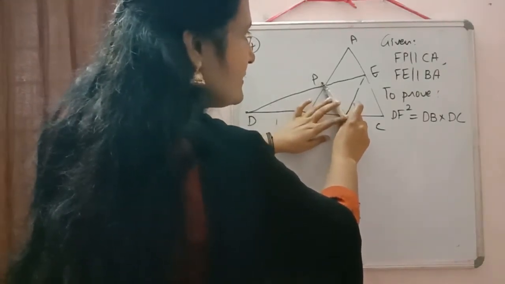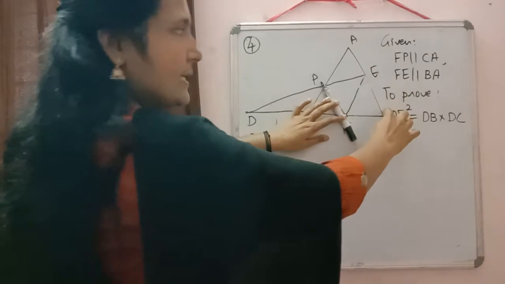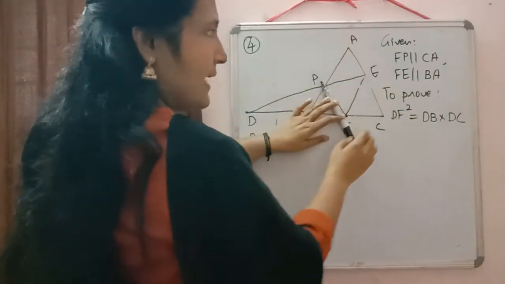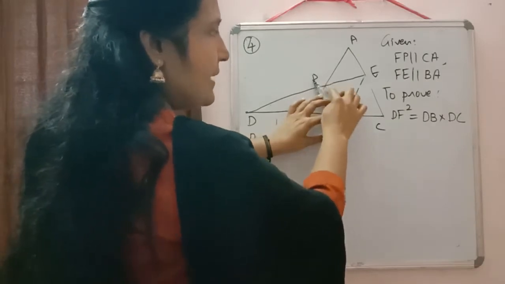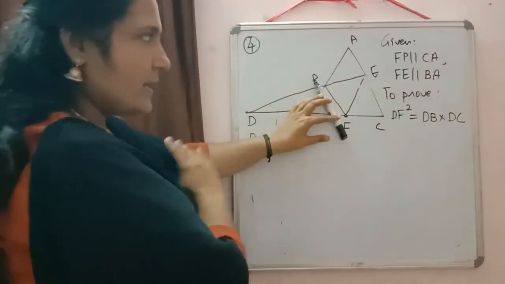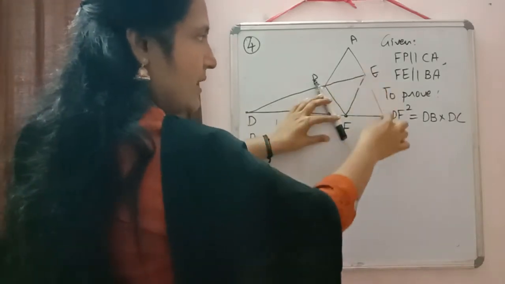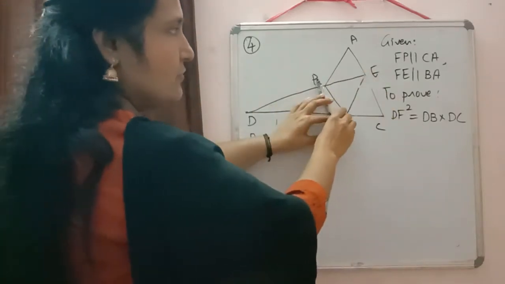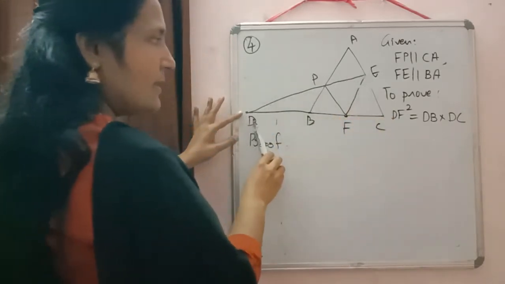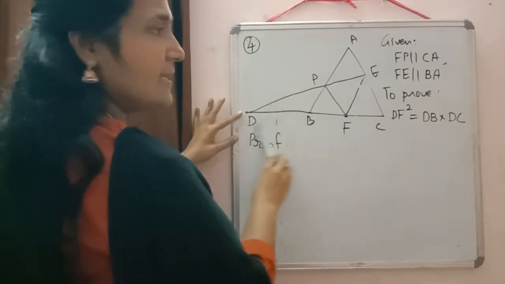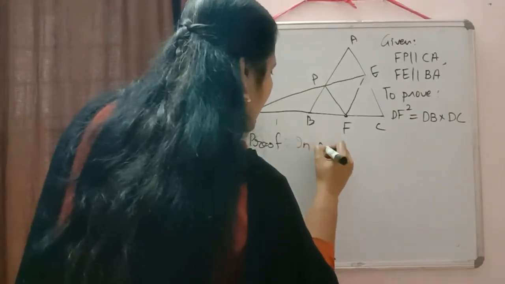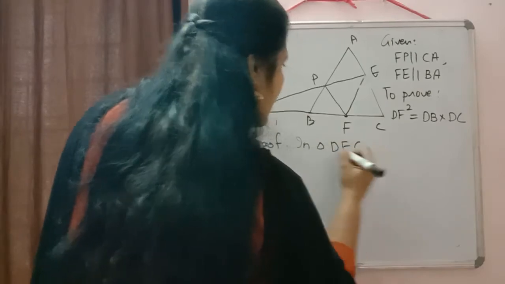PF is parallel to AC. Correct? So if PF is parallel to AC, can I say PF is parallel to EC also? Correct? PF is parallel to EC. So we are going to take this triangle now, triangle DEC, because we need that side DF. That's why. Okay.